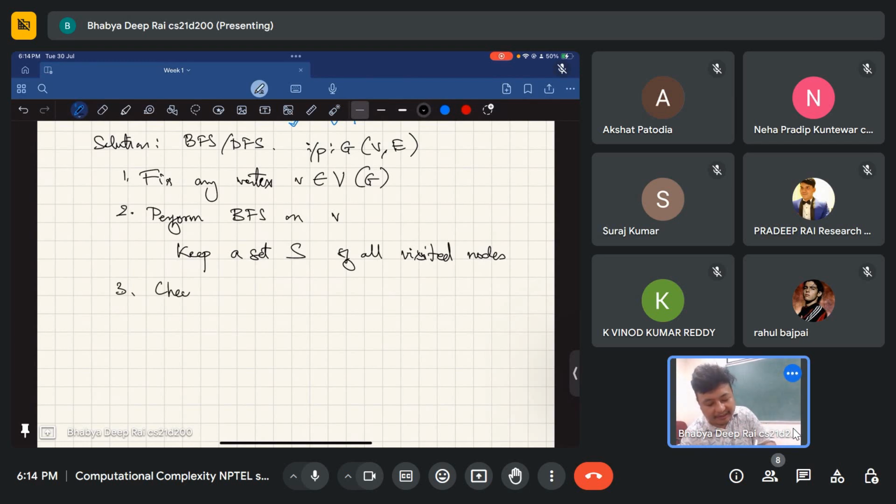I just check if the size of the set is equal to the size of the vertex set. Because if it is a single connected component, then all the nodes should be reachable. So if the number of nodes that are reachable is smaller than the vertex set, it means some node in the graph is not reachable. So then I'll output no. If it is the same, which means all the nodes are visited, which means the graph is connected, then I'll output yes. Is this clear?